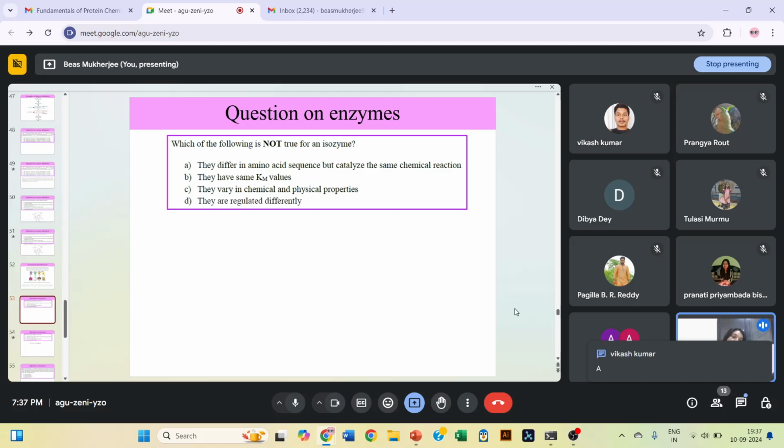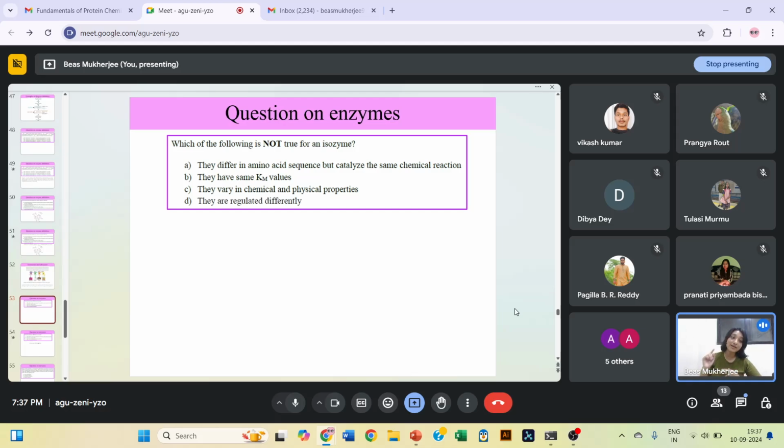isozymes are coming from different genes which have very similar sequences. Why? Because there is gene duplication or alternative splicing. Right? So the genes have similar sequences. That means they are going to code for enzymes with very similar sequences, with slight differences in the amino acid sequence. As a result, they will have different physical and chemical properties, but they will catalyze the same reaction.